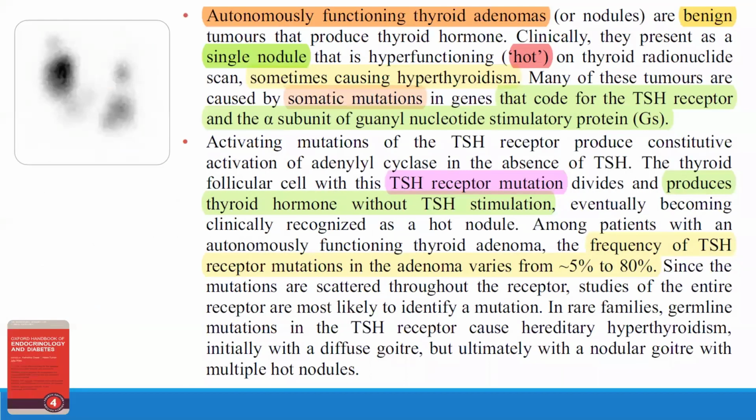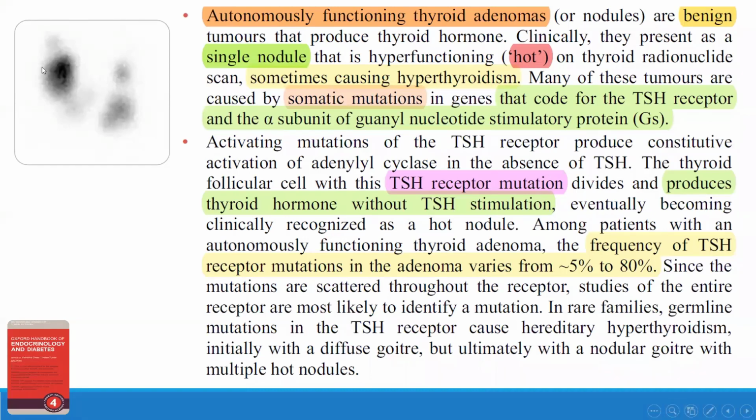A very important topic, which is toxic adenoma or toxic multinodular goiter. This is an autonomously functioning thyroid adenoma, a benign nodule. Usually in the thyroid scan it is a single hot nodule, and sometimes a multinodular toxic nodule, sometimes causing hyperthyroidism.